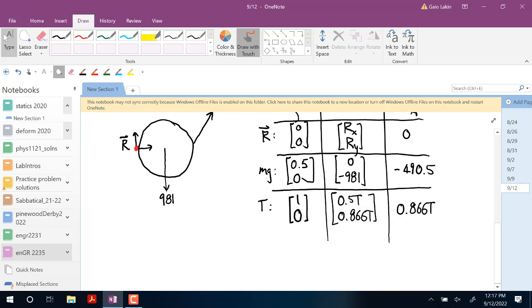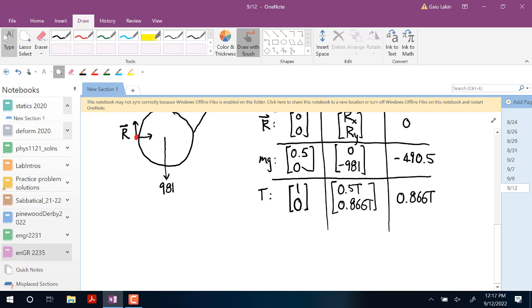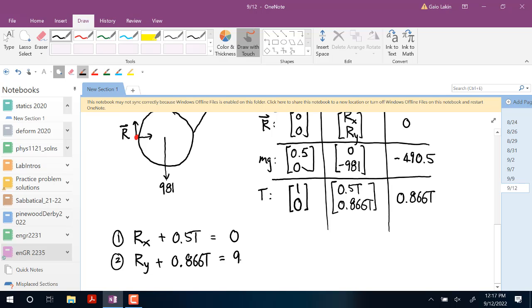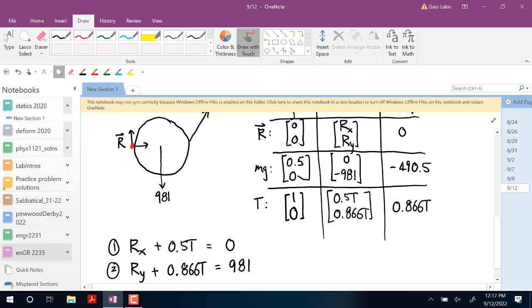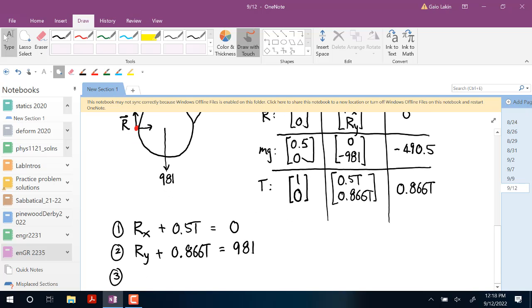And now Newton's second law, add up all those forces in the middle column, set it equal to 0. The moment equation, add up all the moments in the right column, set that equal to 0. If you want to take a step and write it out as a vector equation, that's perfectly fine. I'm going to just jump right to the components, to the individual equations. So we have Rx plus 0.5 t is equal to 0. The second equation, Ry plus 0.866 t minus 981 is equal to 0, so I'll move the 981 to the other side. And then the third equation, the moment equation, says 0.866 t minus 490.5 is equal to 0.